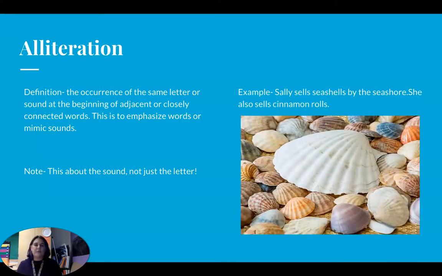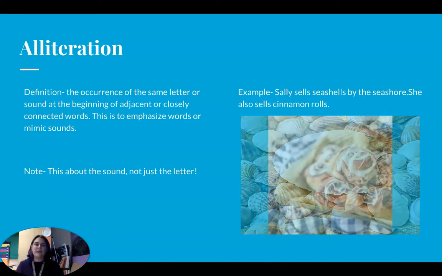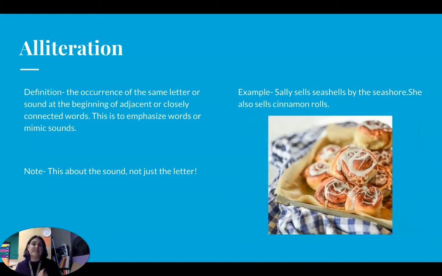Because if we look at our example here, Sally sells seashells by the seashore. We're getting that S sound repeatedly, and it's interesting because that S sound makes me think of waves going over the sand, so it makes me think I'm at the seashore. But she also sells cinnamon rolls. Now, cinnamon rolls clearly starts with a C, but it mimics that same S sound, so this is still considered alliteration. And notice the words are close together or very closely related, and they're intentionally done. That's what alliteration is all about.